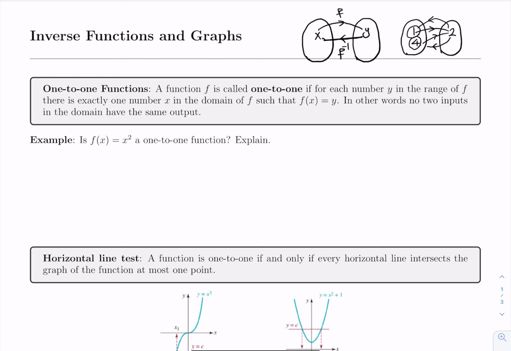So let's take a look at the definition of a one-to-one function. A one-to-one function is a function where not only for each x there is exactly one y, but also for each y there is exactly one x. We call that a one-to-one function. In other words, no two inputs in the domain have the same output. So clearly, this is not one-to-one.